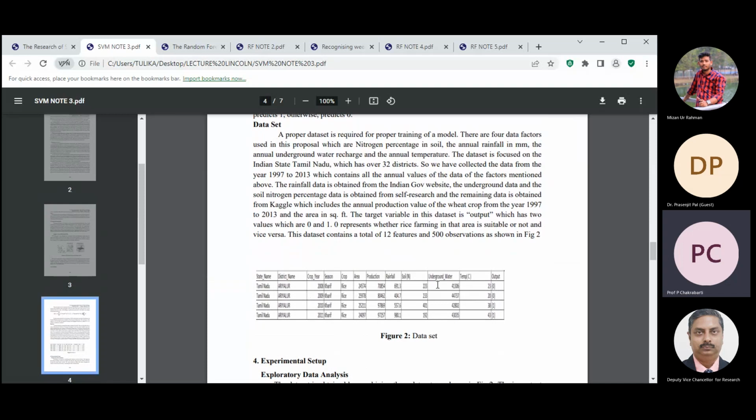Suppose P1 is present in all the cases. In that case, it is basically 1, because it is 3 by 3. Suppose P2 is present only in 2 cases. In that case, it is 2 by 3. In this way, it continues.